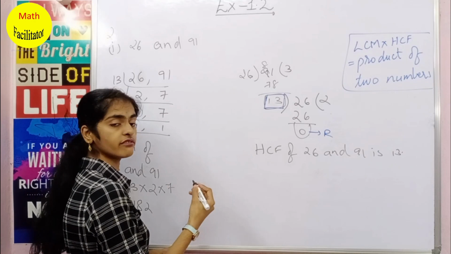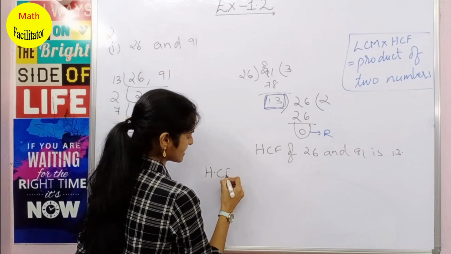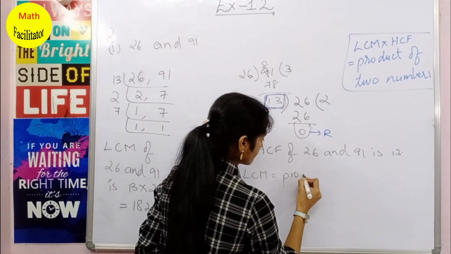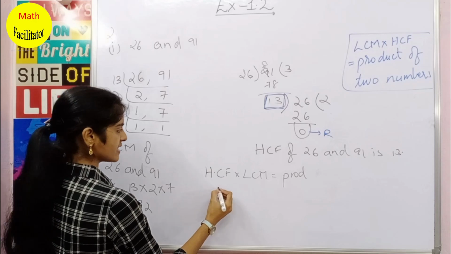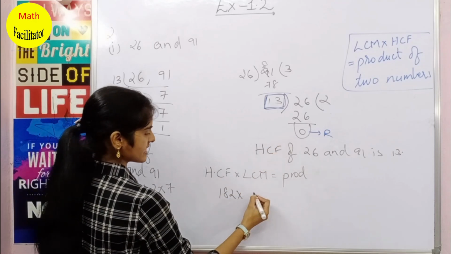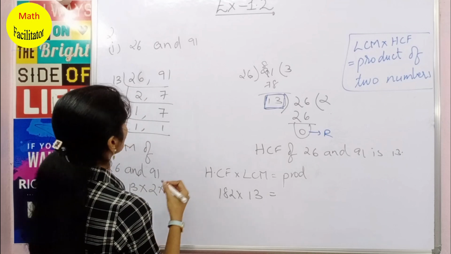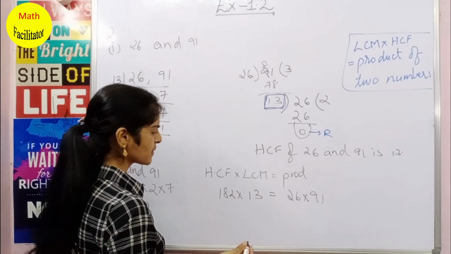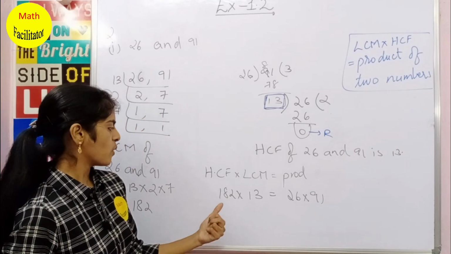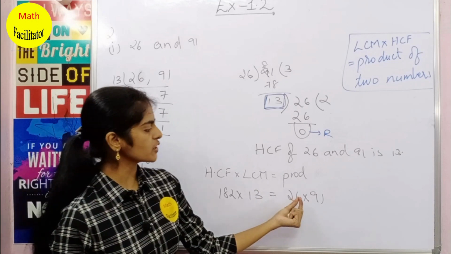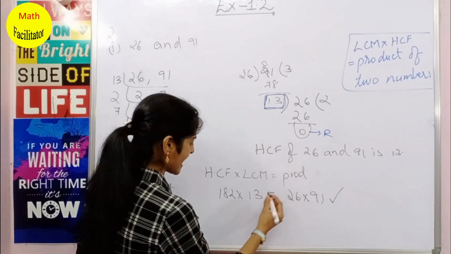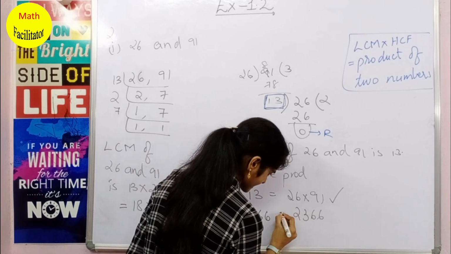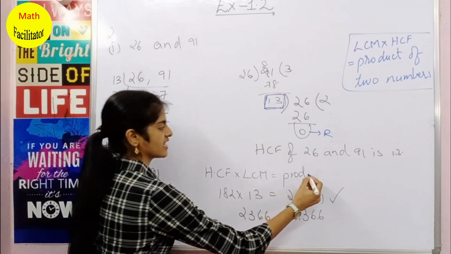Okay, now the problem is not finished yet. You should also check that the product of LCM and HCF is equal to the product of the two numbers, right? So let us check it. LCM is 182, HCF is 13. This should be equal to 26 multiplied by 91, the two numbers. You'll find that 182 multiplied 13 times is equal to 26 multiplied 91 times. Calculating, you will get 2366 and this also you will get as 2366, which are equal. Clear? So this condition is satisfied.